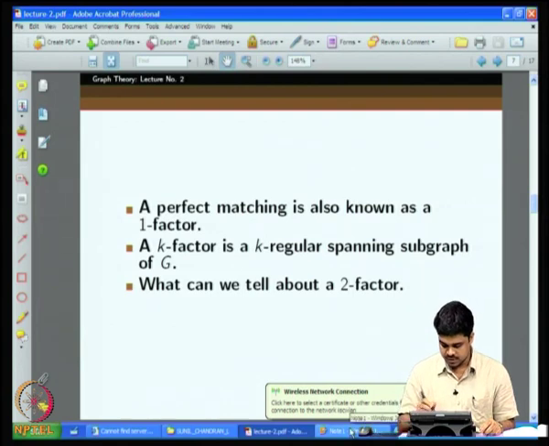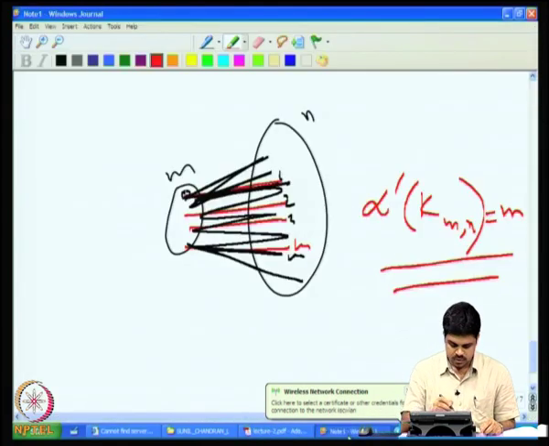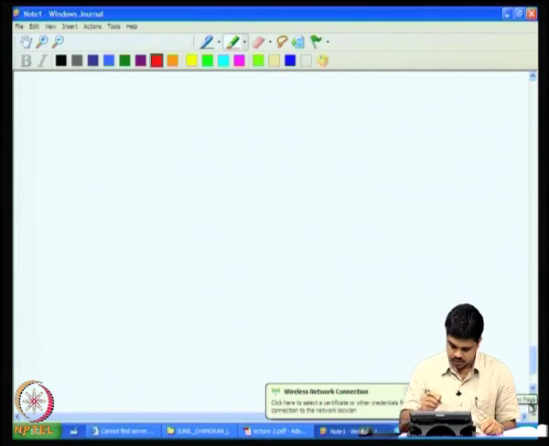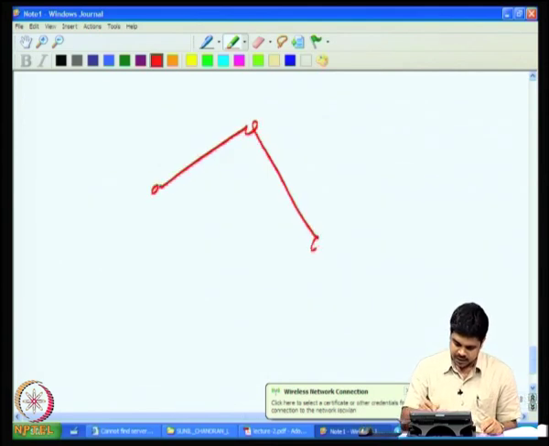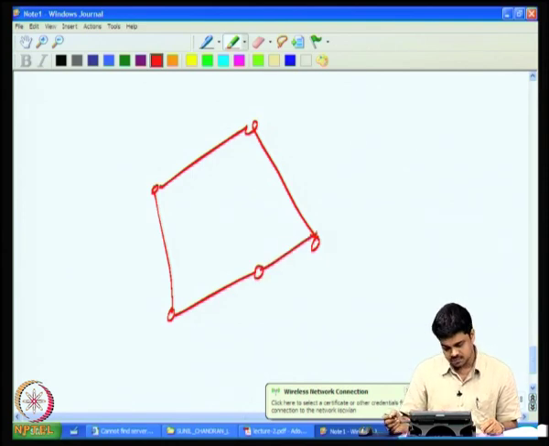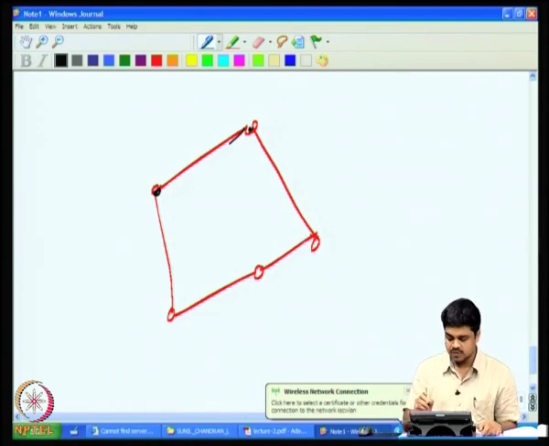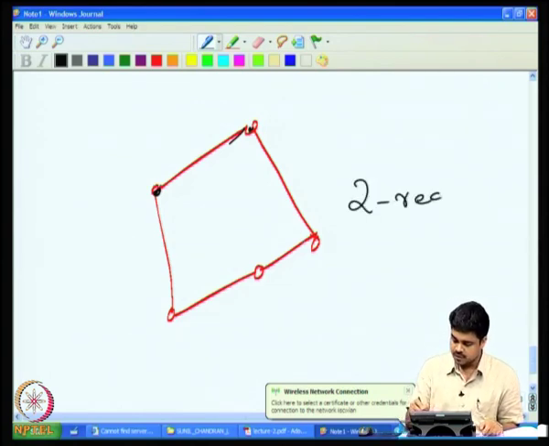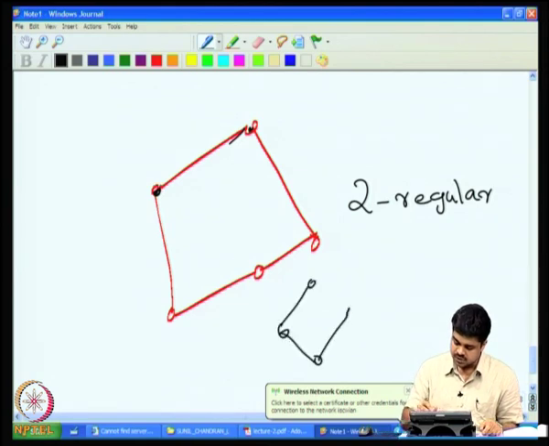So, for instance, we can consider a cycle again. This is a two regular graph. That means, if you take any vertex, its degree is 2, there are 2 edges incident on it, the degree of this vertex is also 2, the degree of this vertex is also 2. So every vertex has the same degree 2, therefore this is a 2 regular graph. Another 2 regular graph I can draw, for instance, like this.